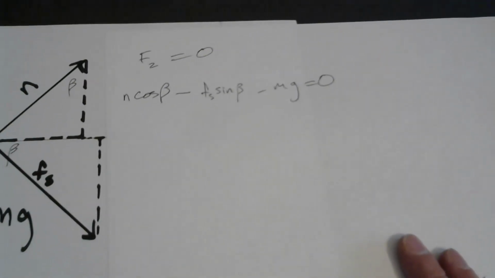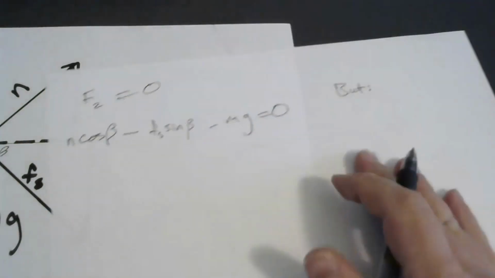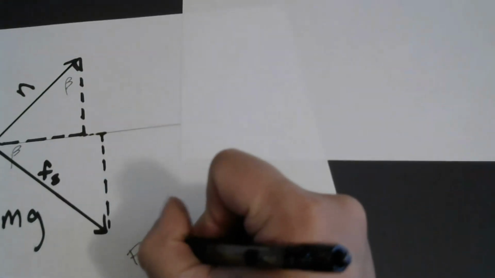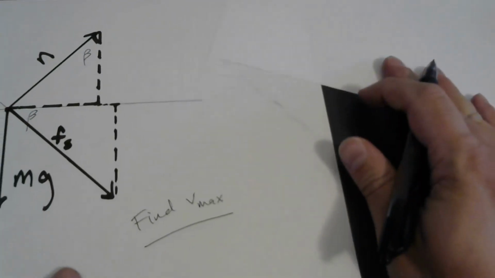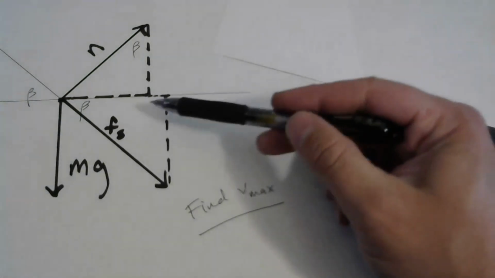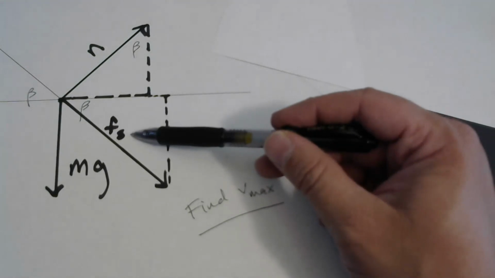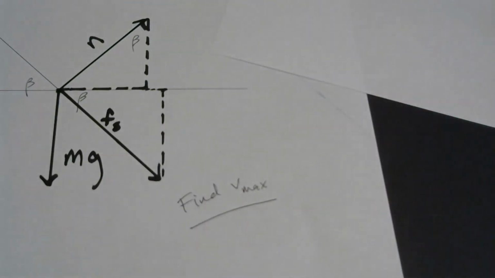Okay? But let's make this assumption right now. Let's say that we're finding V max. Let's find the max possible speed that you can drive on this roadway before your car really does skid up the embankment. There's a limit to how much friction you can get. If you keep driving faster and faster, this vector would have to get longer and longer. Eventually, you've maxed out that vector. If you go any faster, you'll skid up the embankment.